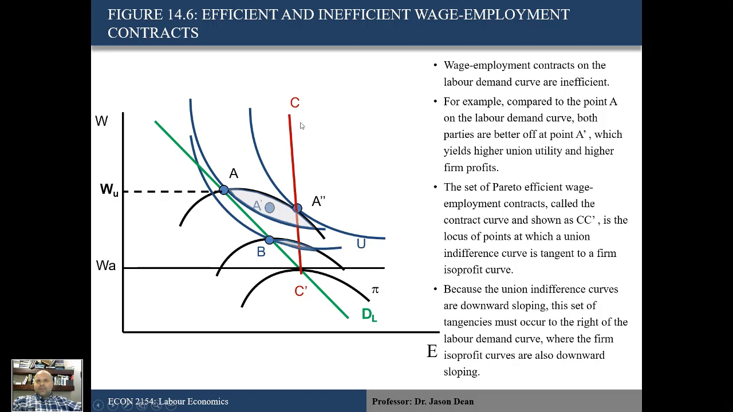This is always going to be to the right of the demand for labor curve, and that's because the union's indifference curves are downward sloping, and so this set of tangencies must occur to the right of the labor demand curve. The indifference curve is downward sloping only after the labor demand curve, so you're only going to get these two things being tangent to each other to the right of the demand curve.